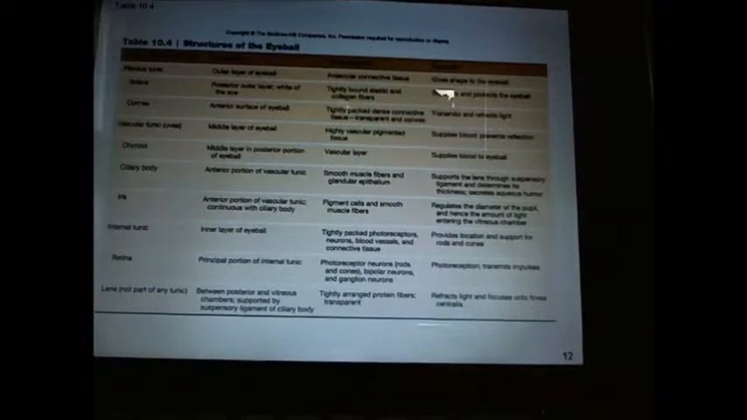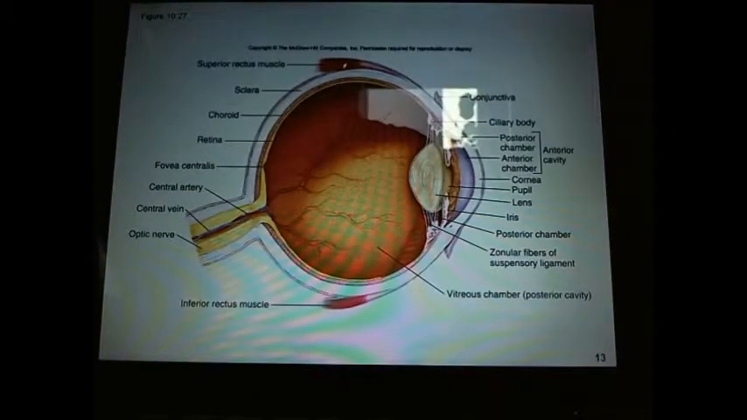Okay, we're going to start on chapter 11, the eye and vision tests. Looking at the objectives, you're going to look at the gross structure of the eye. Table 10.4 and figure 10.27 show you the gross structures of the eye. We're going to talk about the pupillary reflex.